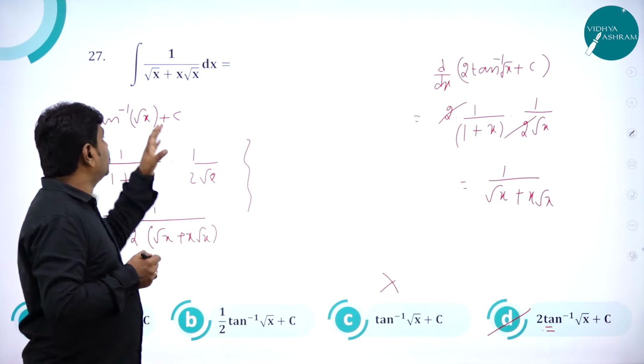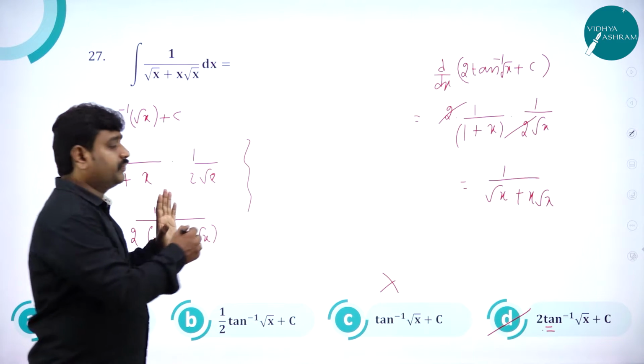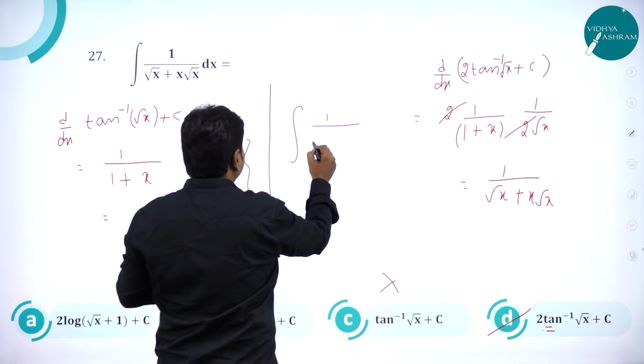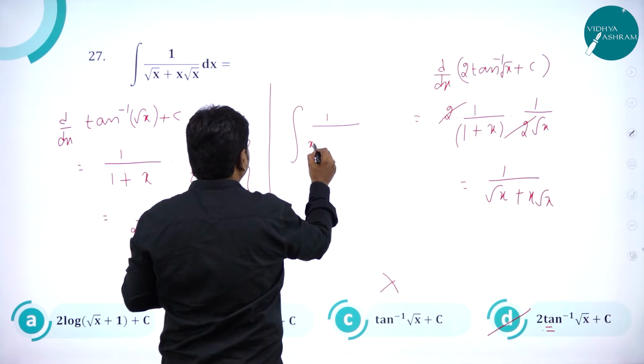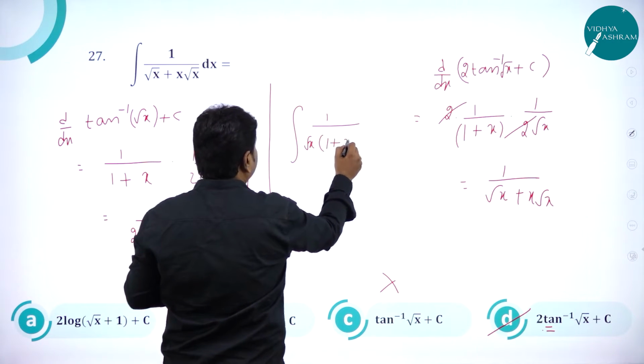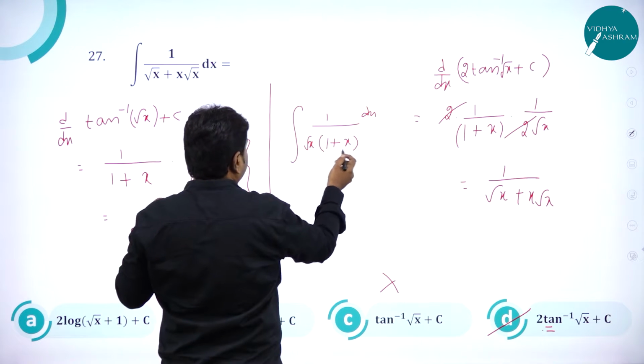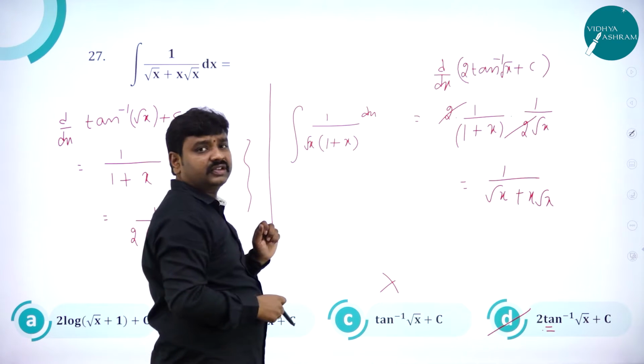But the other method is to take root x common and do substitution. The alternate method is one method I taught you, and the alternate method is taking root x common. If I take root x common, it will become 1 plus x dx and 1 plus x root x, and further you can simplify this.